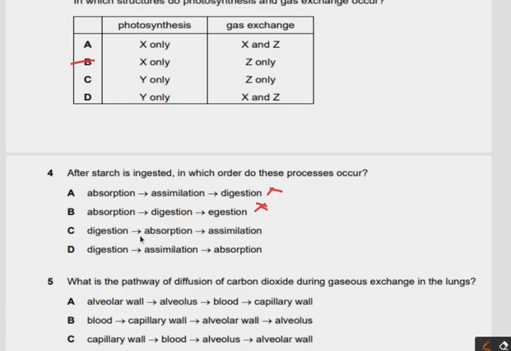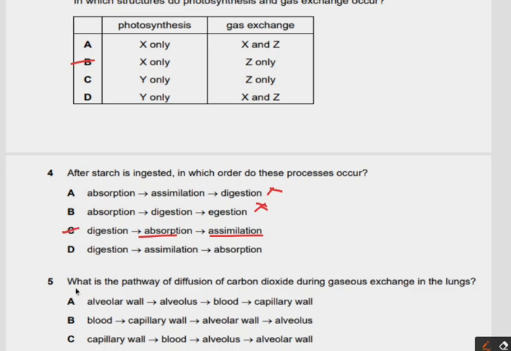Once the food has been digested, what follows next is absorption. Once it has been absorbed into the bloodstream, what follows next is assimilation. When you talk of assimilation, this is the usage of the digested food, or incorporation of digested food into the alimentary canal or body tissues. How the digested food is going to be used, that is assimilation. So therefore the answer here is going to be C.